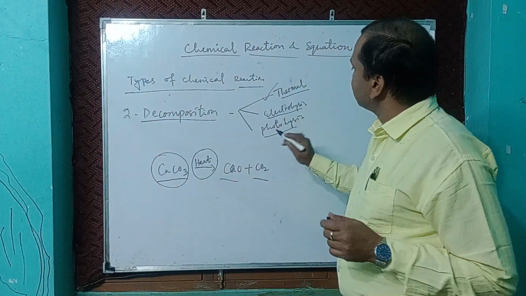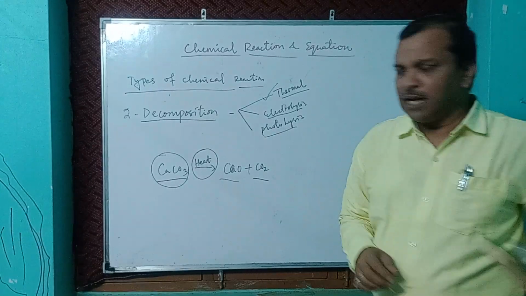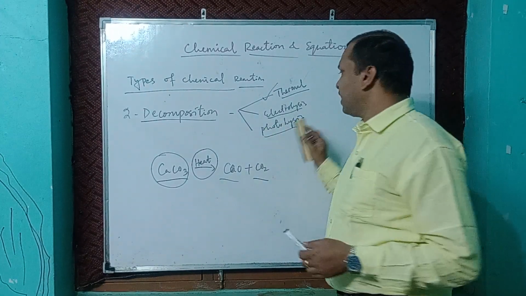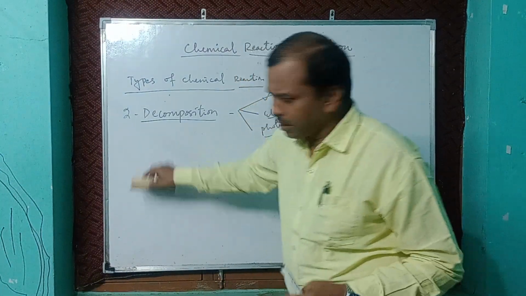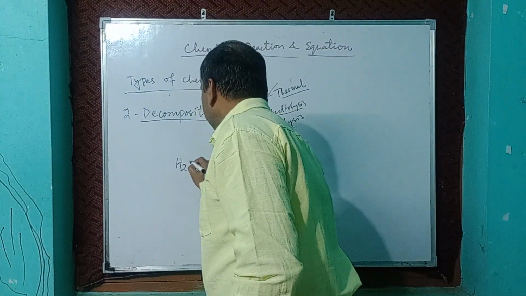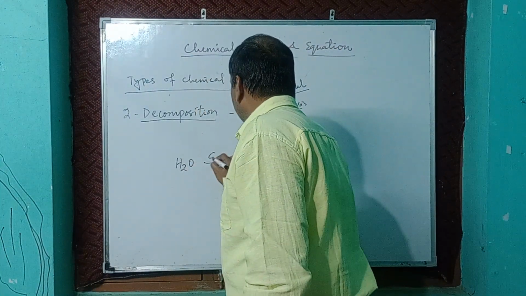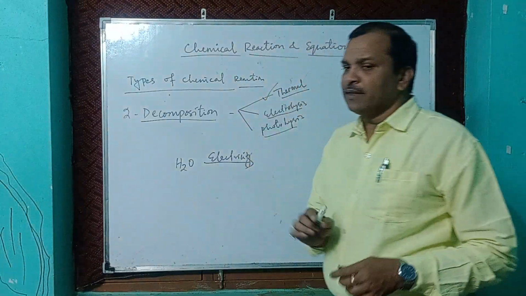So first one. Second one is what? Electrolysis. So now I will explain you what is electrolysis. In electrolysis, electricity is required. Suppose I will take H2O, water, and electricity will be passed. Then what we will get?